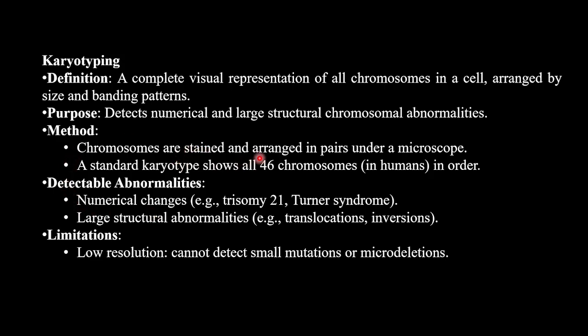In this, the chromosomes are stained. The dye is Giemsa dye only, and they are arranged in pairs under a microscope. A standard karyotype shows all 46 chromosomes in order. You can detect the numerical changes and structural abnormalities, but you cannot detect mutations. Like if you want to see whether there is any mutation in P53, you cannot detect it by karyotyping.